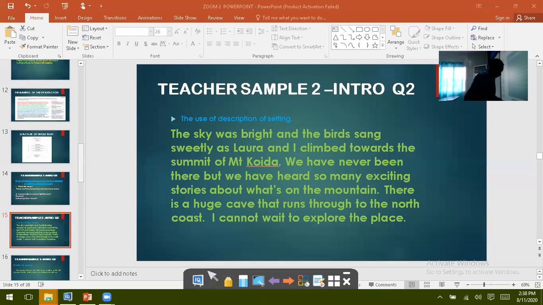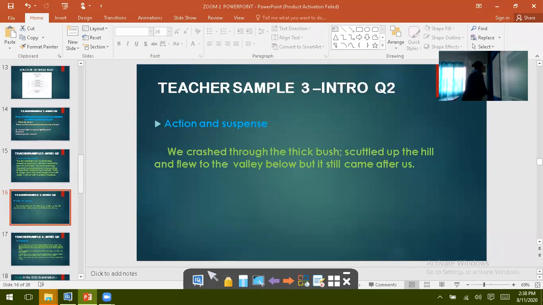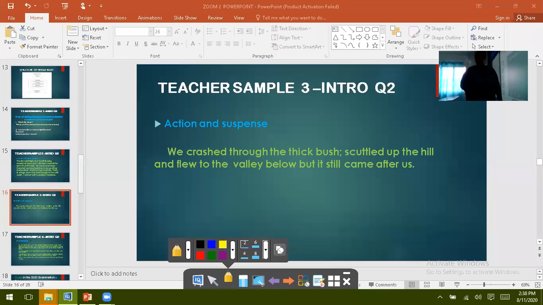Then we go to the next one. The next one is action and suspense. How are we going to show action in a story? We are using action and suspense inside the introduction. So how do we use that? How do we create that action? Hello? Are you going to answer my question? How do we create action in a story?